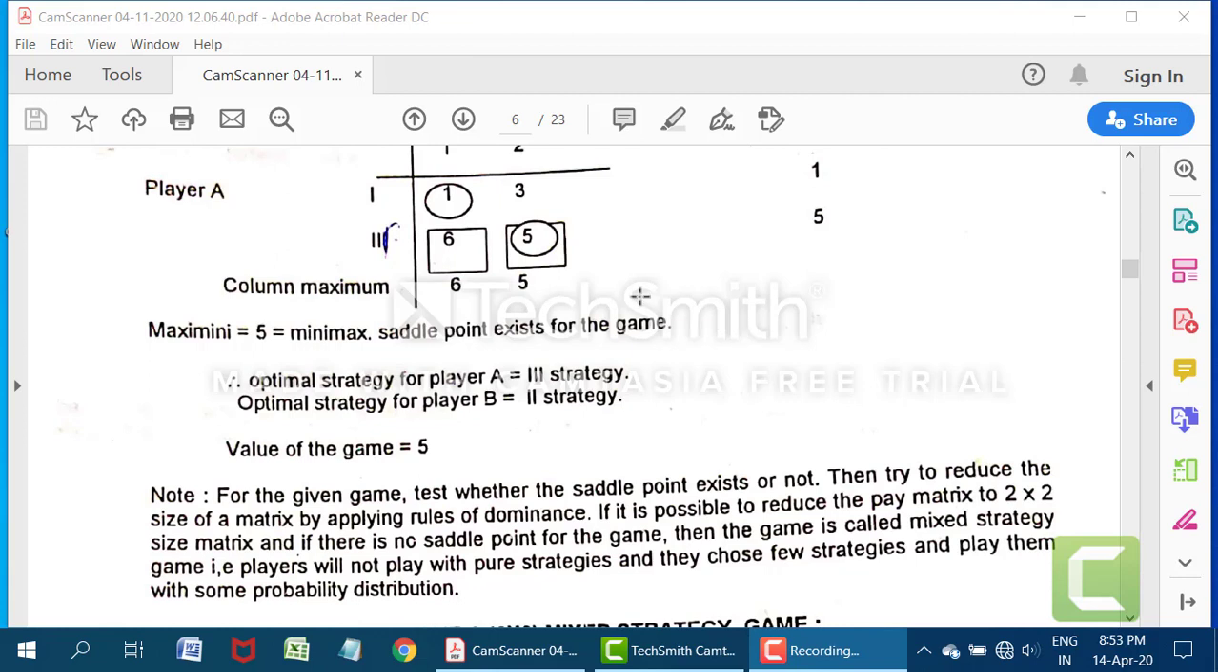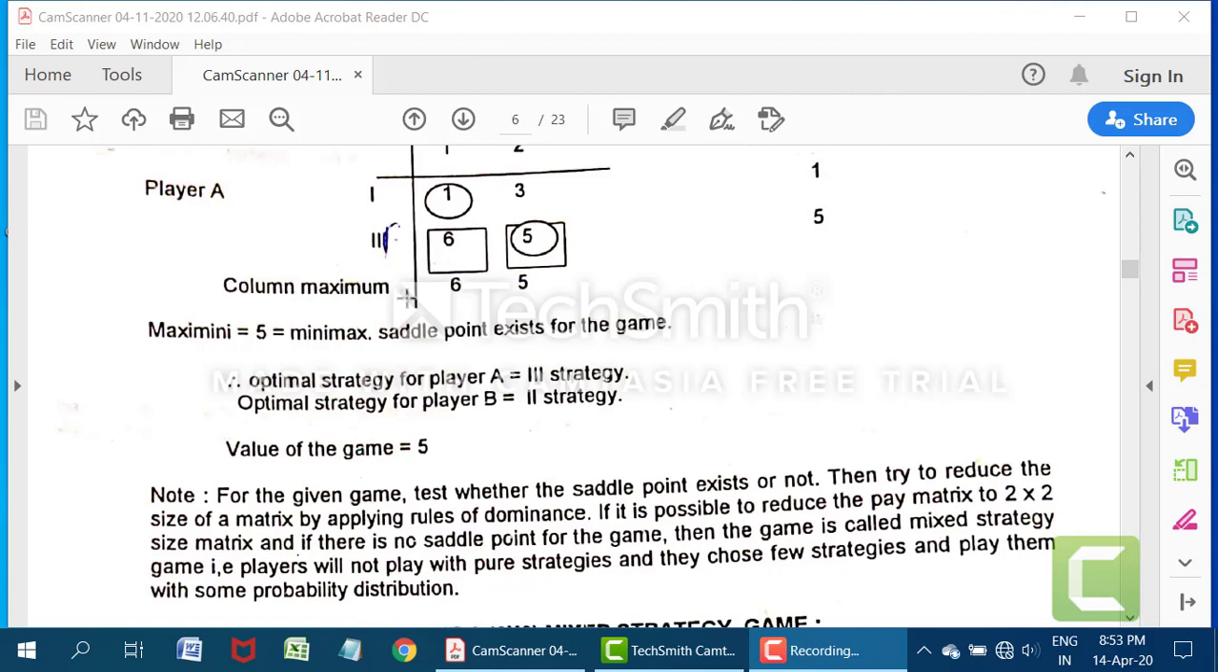If the reduced size of the matrix is not equal to 2 by 2, not 2 by n, not m by 2, some odd size is there. Say a 3 by 3 game, 3 rows, 3 columns. You cannot reduce it further and there is no saddle point. Then you have to go for the algebraic method or linear programming method.